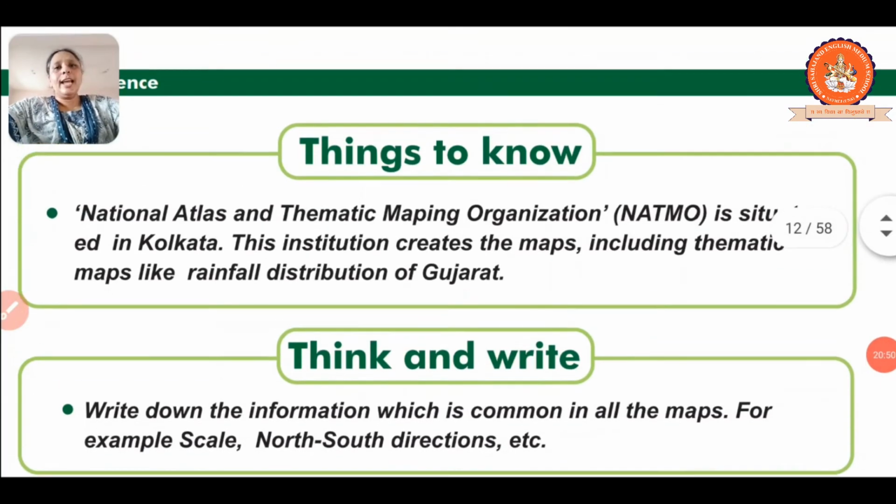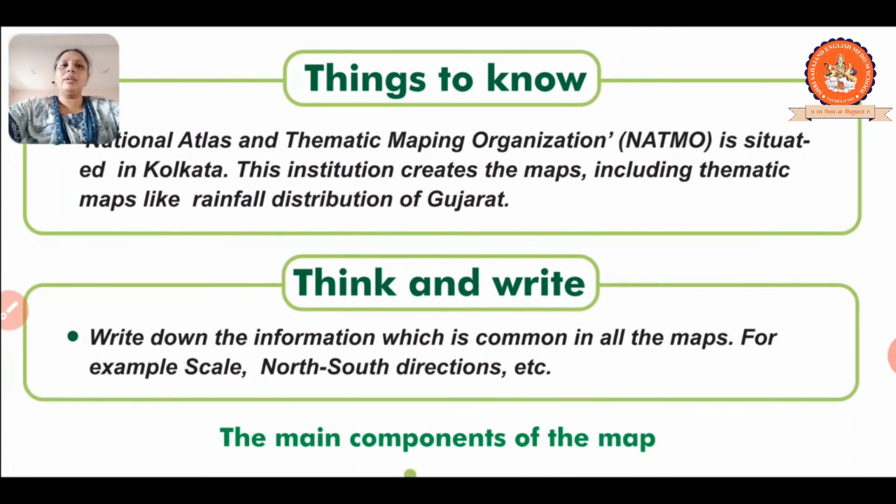Here is the National Atlas and Thematic Mapping Organization. Its short name is NATMO. Its full name is N for National, A for Atlas, T for Thematic, M for Mapping, O for Organization. Its short form is NATMO. It is situated in Kolkata. These institutions are creators of maps, where maps are made and information is given.